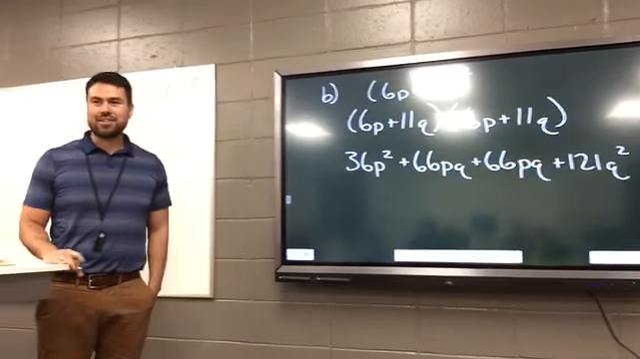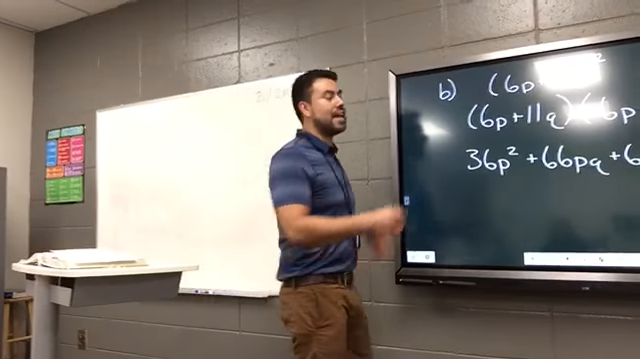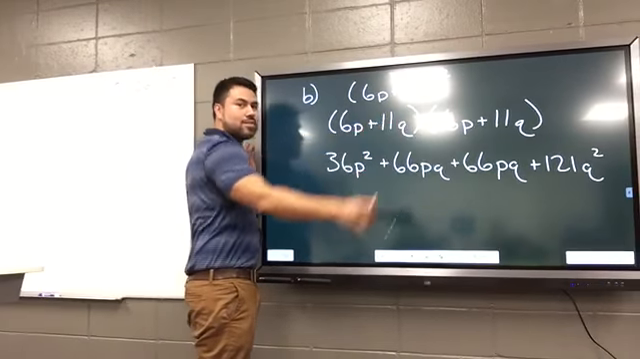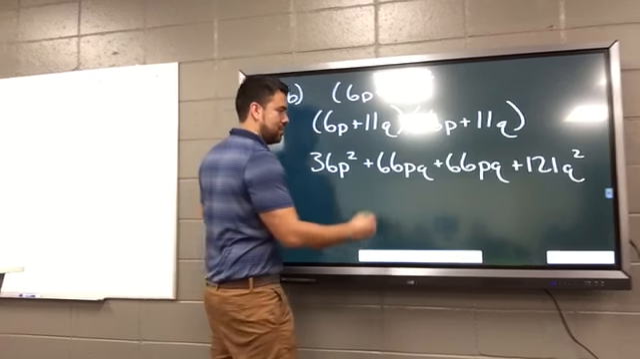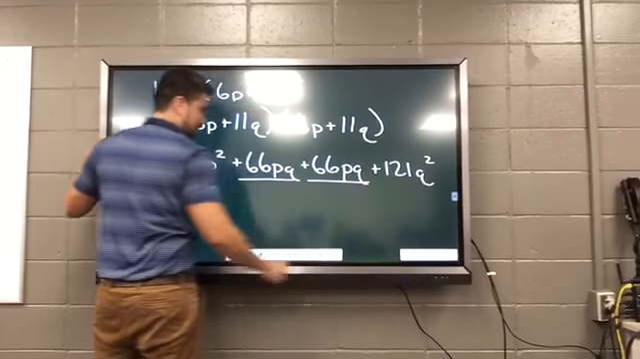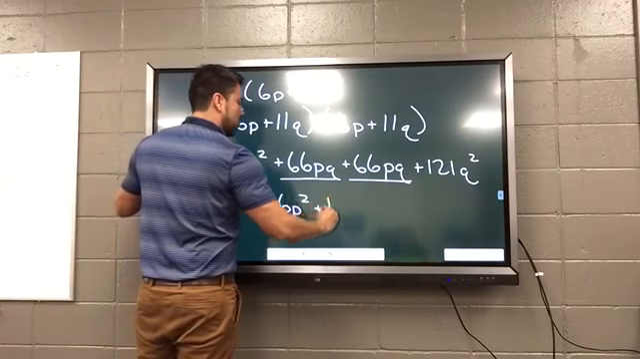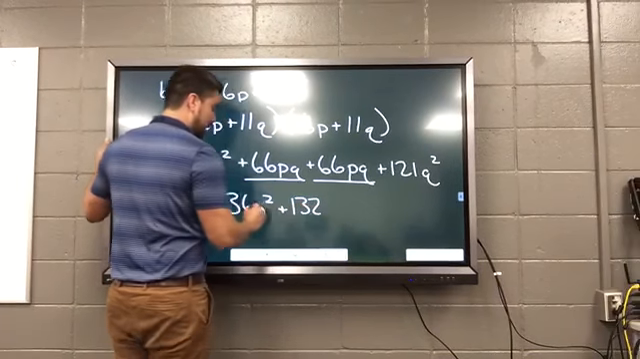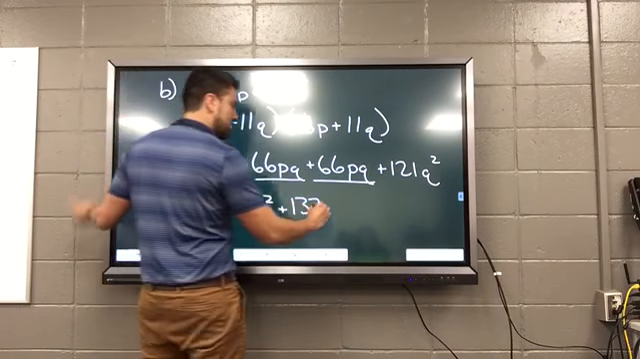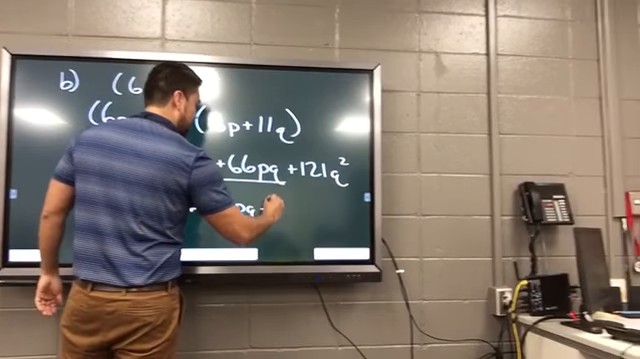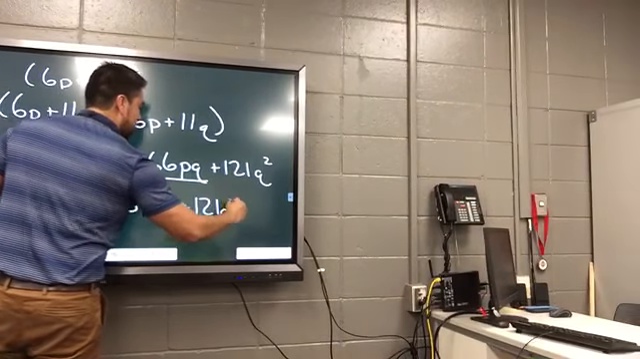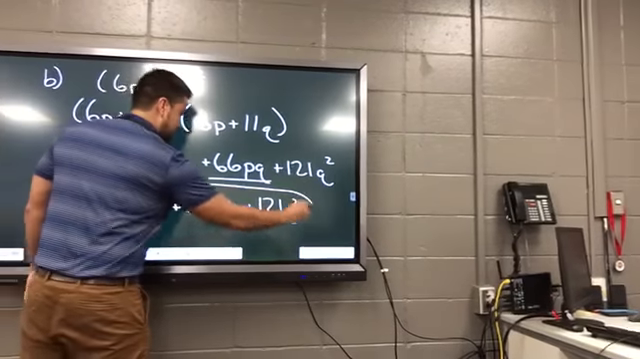All right, guys, good on that? Okay, and then that's not my answer, Carrick. What do I have to do? Add 66pq plus 66pq. So I get 36p squared plus 132pq plus 121q squared. That is my answer.